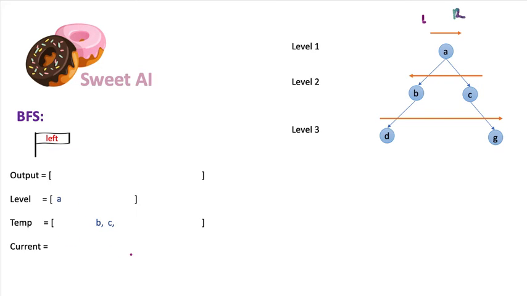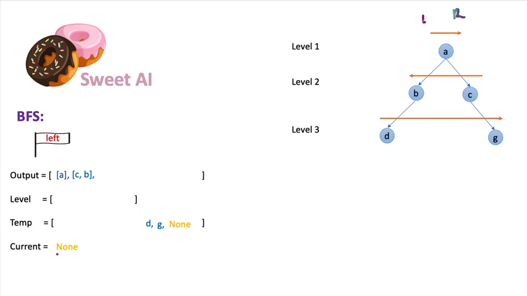When we hit the None, we move this to the output, empty the level, change the flag, and add a None here. Then we pop the next one, B, and add it to the level based on the flag, and add the children. We pop the next one, C, and because the flag is right to left we add it to the left side, and then add the children. We pop None, so we move this to output, empty the level, change the flag, and add None here.